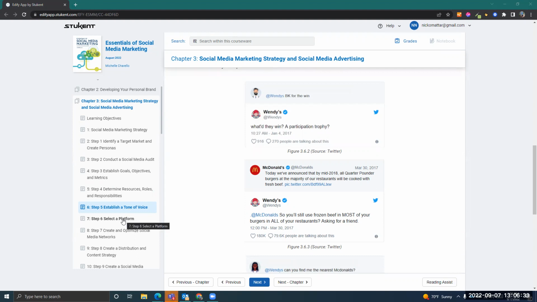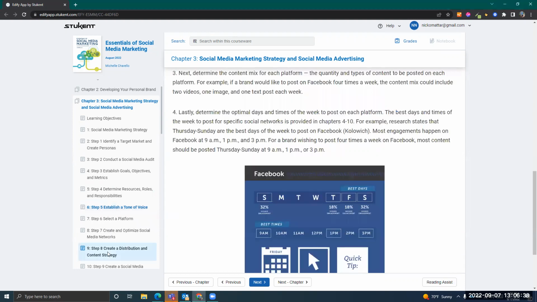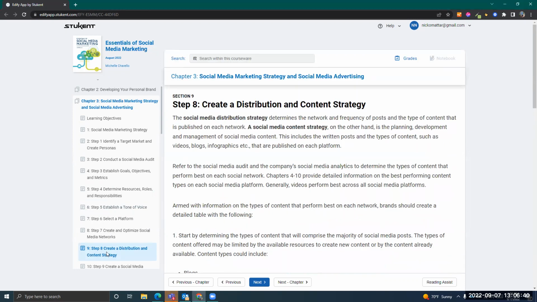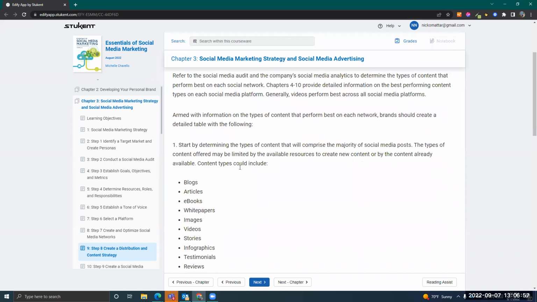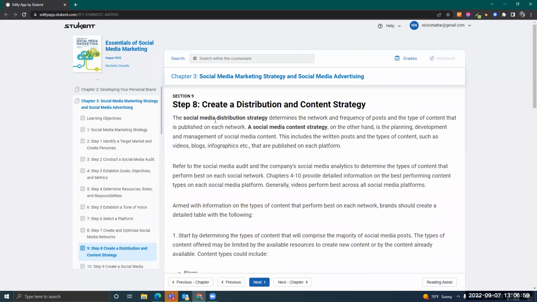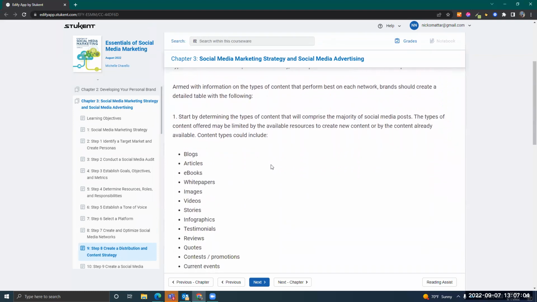Let's move on. That was step 5. Let's go to step 8, and that is distribution and content strategy. This is a nice overlap with the content marketing courseware. In terms of a content strategy, you don't really need to think about social media distribution. We're going to talk about that in a minute, but let's talk about the social media content strategy first.